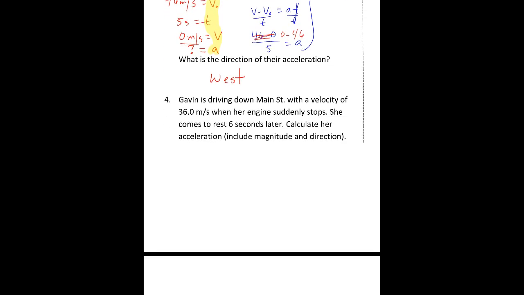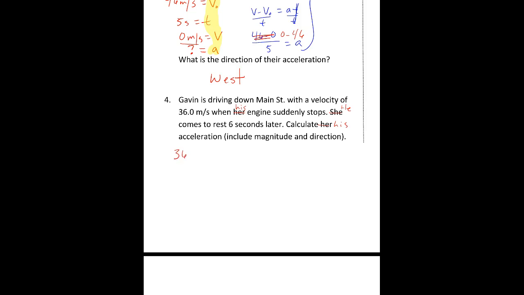All right, number 4. Gavin is driving down Main Street with a velocity of 36 meters per second. Should say when his engine suddenly stops. He comes to rest 6 seconds later. Calculate his acceleration. Sorry, Gavin.